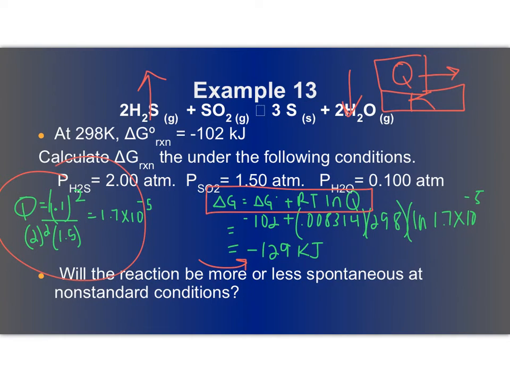If we actually do the math, we will see that the answer tells us the same thing. As we plug in all the information, we get a delta G at non-standard conditions of negative 129 kilojoules. If the absolute value of delta G is greater than that of delta G standard, the reaction will be more spontaneous at those non-standard conditions. Remember, we're looking for free energy to be used up, and the greater the magnitude, the more energy will be used up.